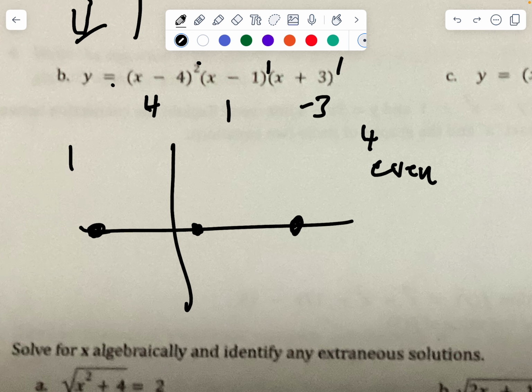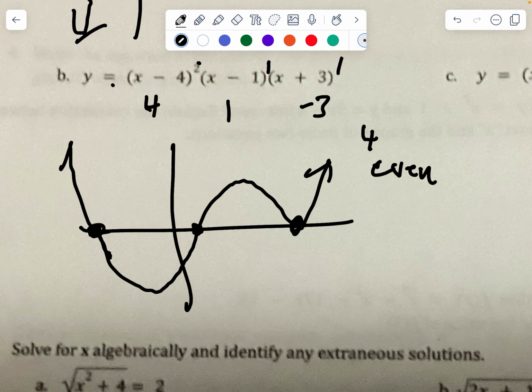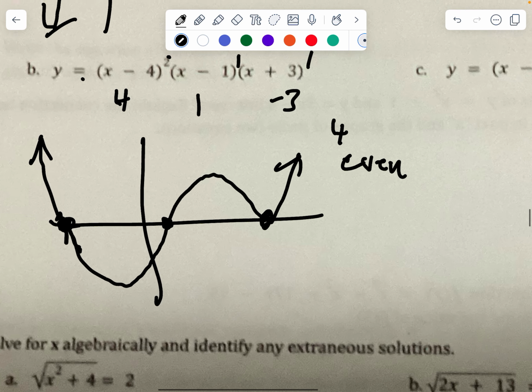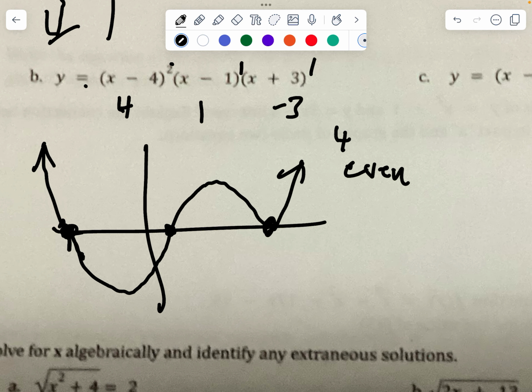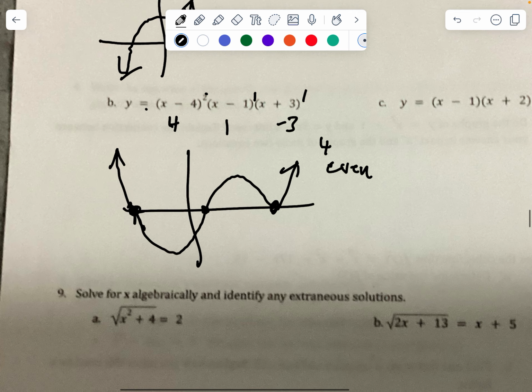So all we're going to do here is draw, boom, boom, boom. And now I'll explain it. So if it's a first degree, it just goes through the point. So it did at x equals -3 and x equals 1. And if it has a second degree, it's going to bounce. So it just hits the point and then it goes back in the same direction.